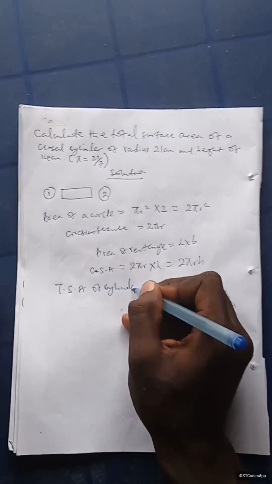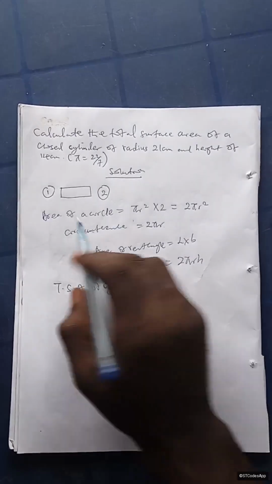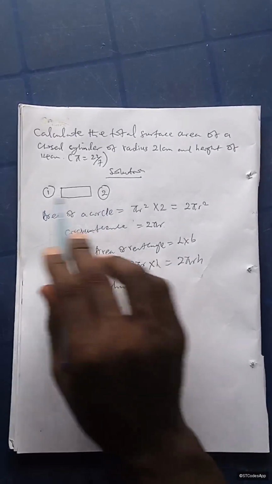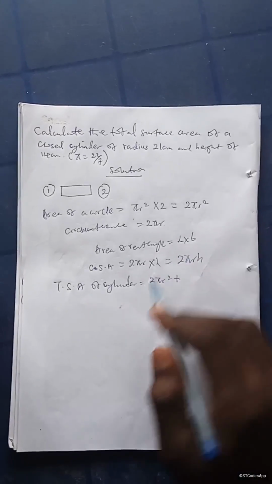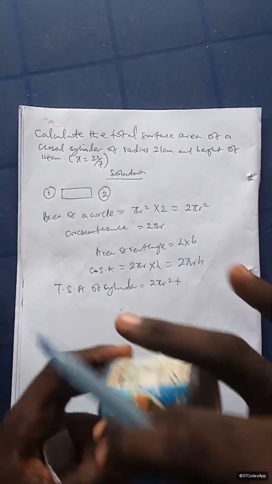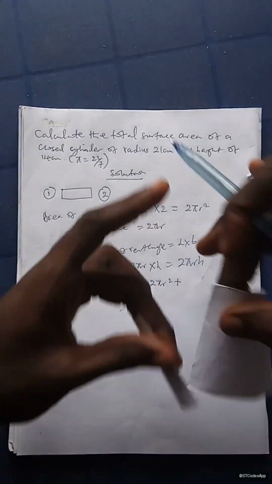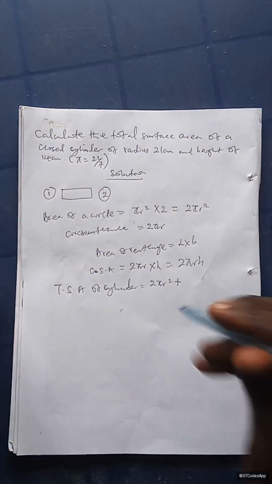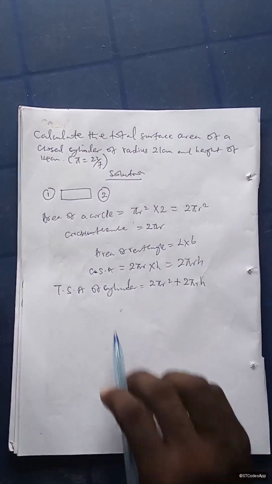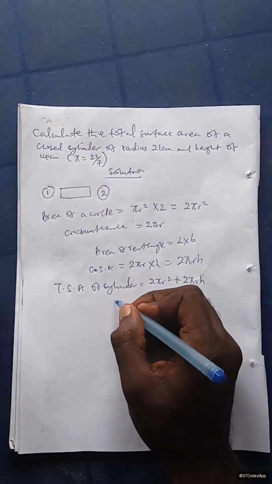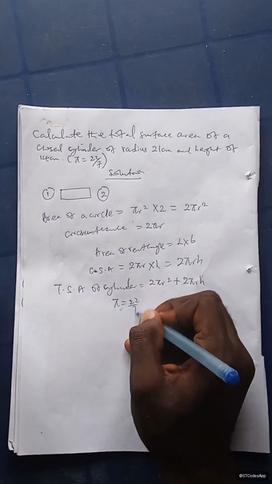So in totality, the total surface area of this cylinder will be equal to the sum of the area of the circular flat surfaces, which is 2 pi r squared, plus the curved surface that we form using this paper, which is 2 pi r h. So these are the formulas.